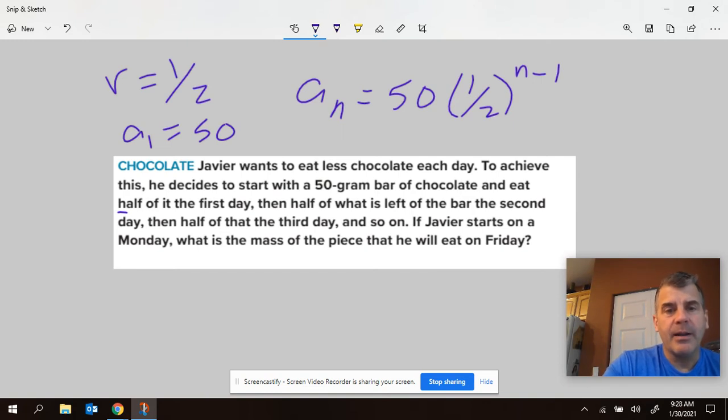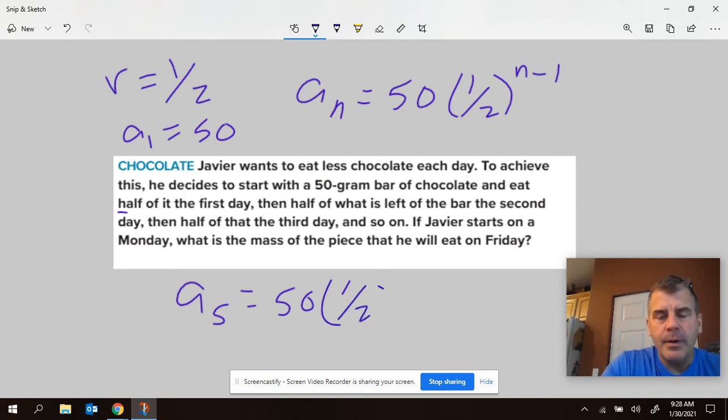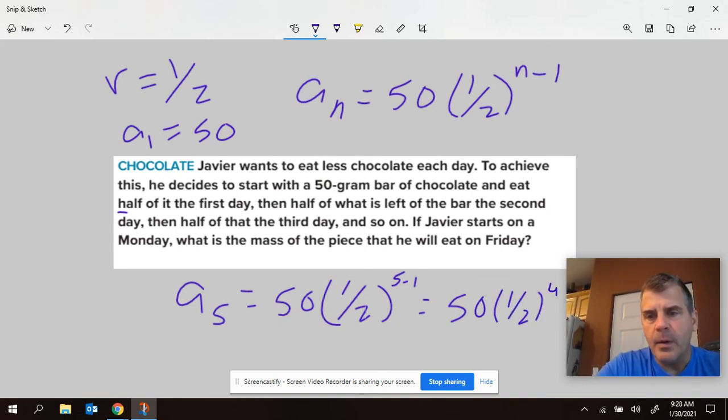And so we're going to calculate what is that amount on the 5th day, or the 5th term, also known as a5. So we can use the formula to do that. We're going to put in place everywhere we see n, 5. So we're going to go 50 times 1/2 to the 5 minus 1, which gives us 50 times 1/2 to the 4th power. Okay, so we're going to put this into our calculator here. We can just type it in just like you see it there.